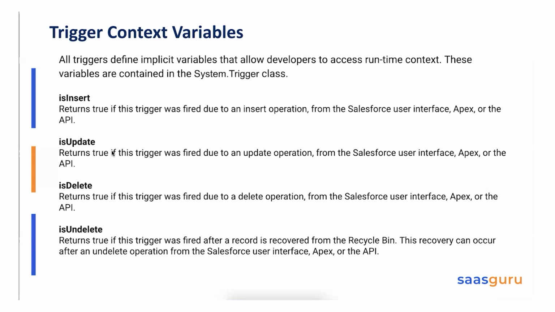isUpdate, similarly: any update operation from anywhere, UI, Apex, or API, and our context variable isUpdate will return true. So we can write the logic like, okay, if isUpdate, then go next. isDelete is true if the trigger is firing due to a delete, and isUndelete is true if the trigger is fired when we recover records from the recycle bin. The main thing is it can be from anywhere, from the UI, from Apex, or from the API endpoint.